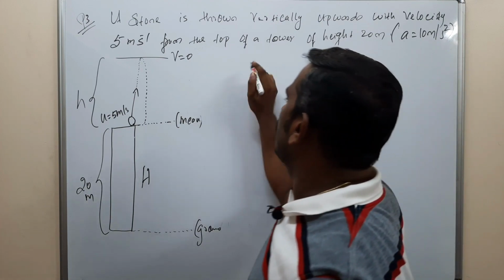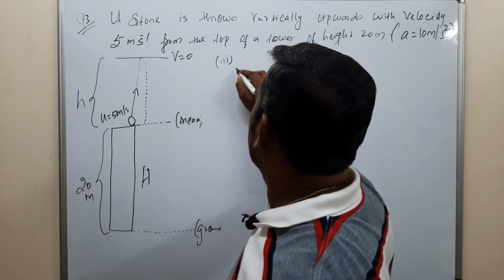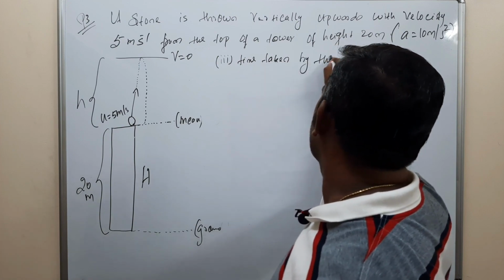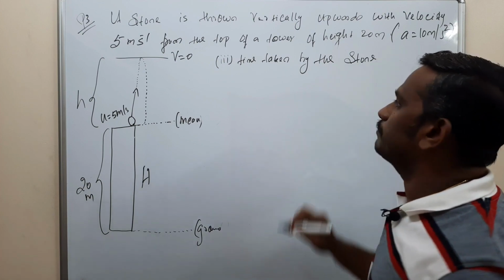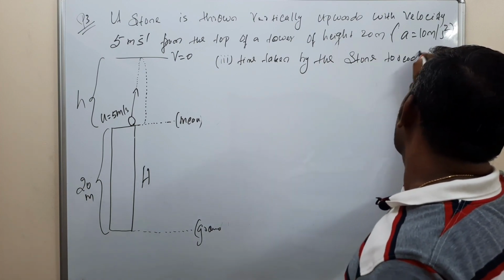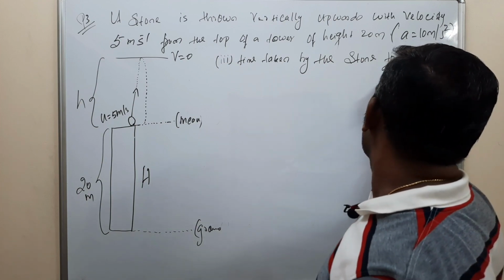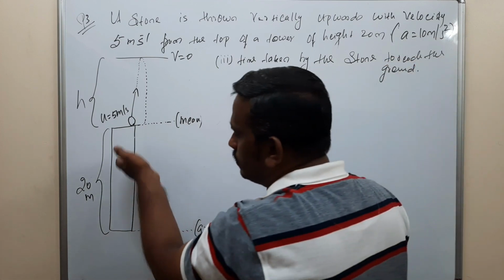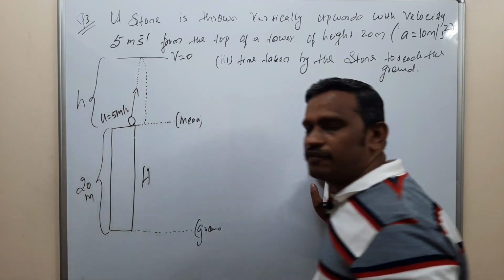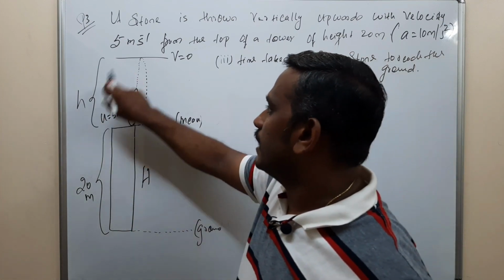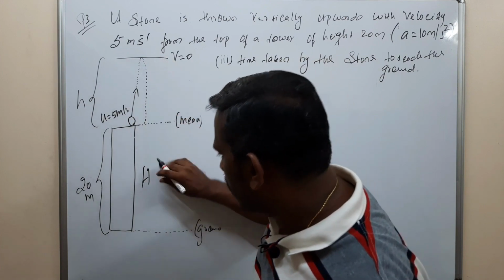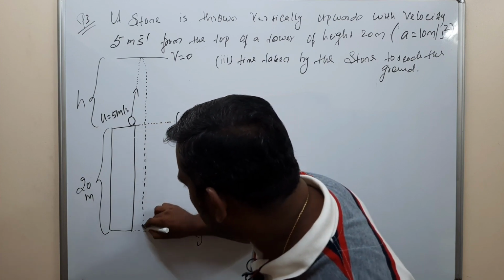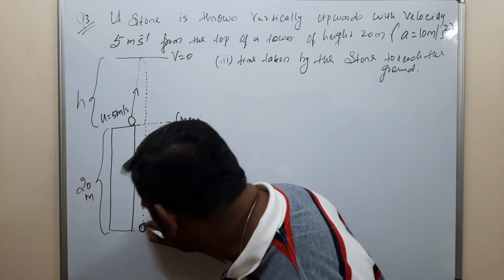So the third question, time taken by the stone to reach the ground. From the top of the tower, the stone is projected with velocity 5 meter per second. The stone reaches the height and again comes down to this position, and from this position the stone comes to the ground. So finally, the stone is at the ground.